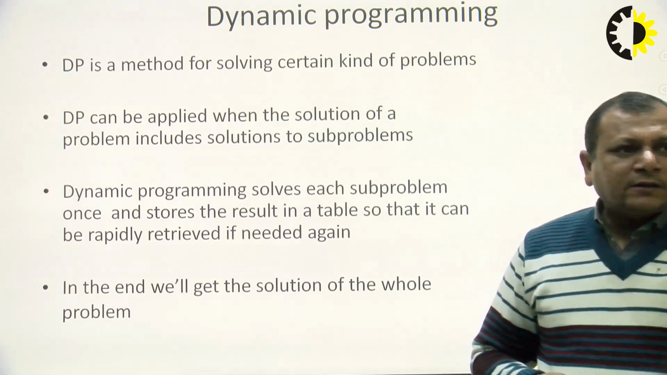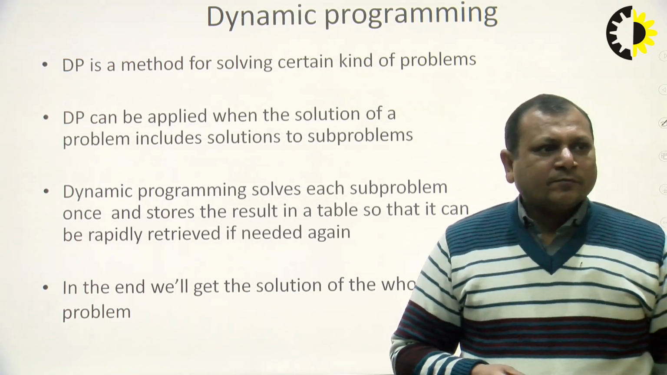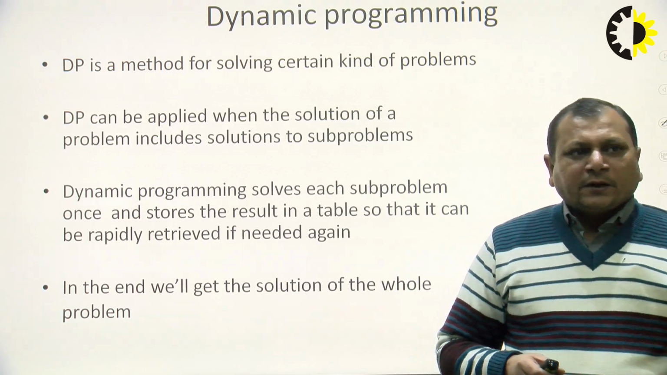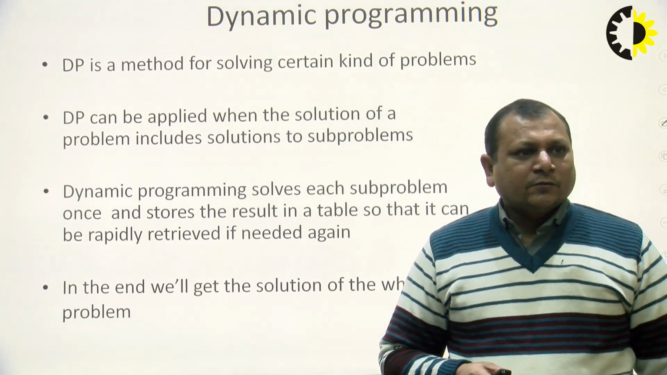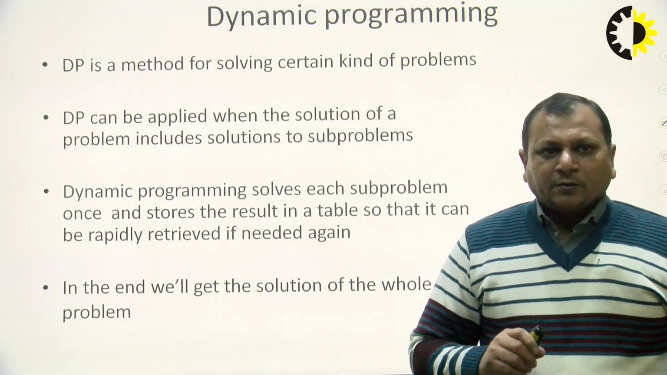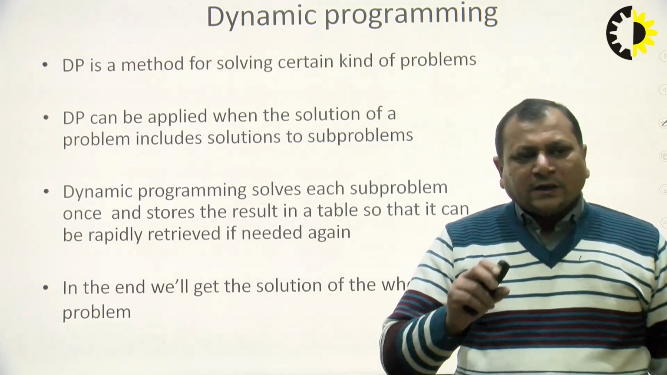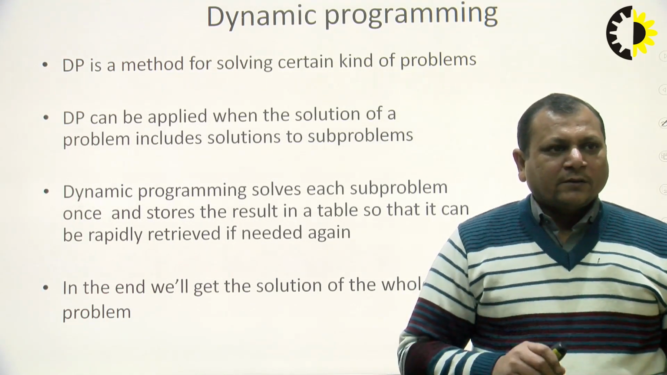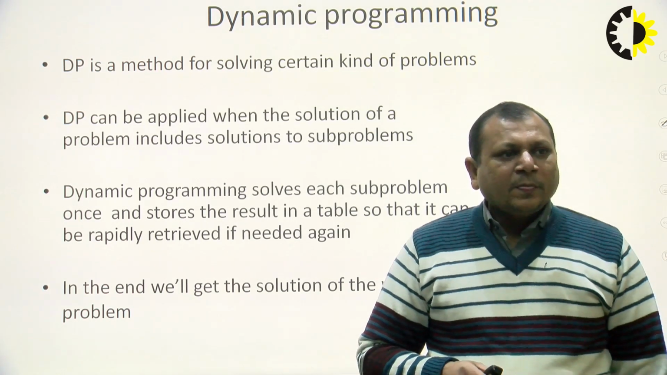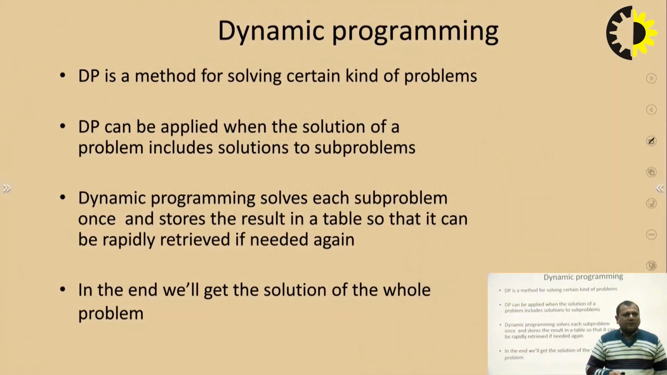Dynamic programming is a method for solving certain kinds of problems. It can be applied when the solution of a problem includes solutions to sub-problems. So in dynamic programming, we divide the problem and find the solution of the sub-problems. Dynamic programming solves each sub-problem once and stores the result in the form of a table so that it can be rapidly retrieved whenever we require it. In the end, we will get the solution of the whole problem.